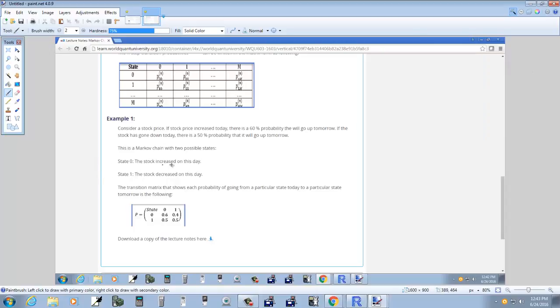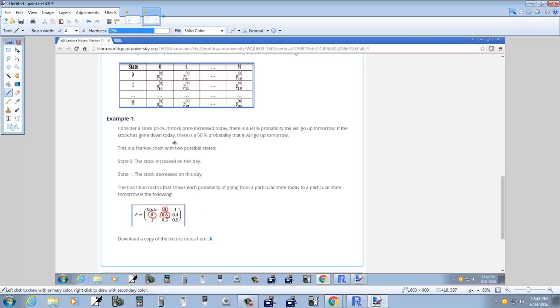Now 0 means it increased, and 1 means it decreased. And it says there's a 60% probability. Okay, the stock price increased, which increased was 0. That's right here. There's a 60% probability that it will go up tomorrow. So increased and go up implies increased. So 0 to 0 tells us there's a 60% probability.